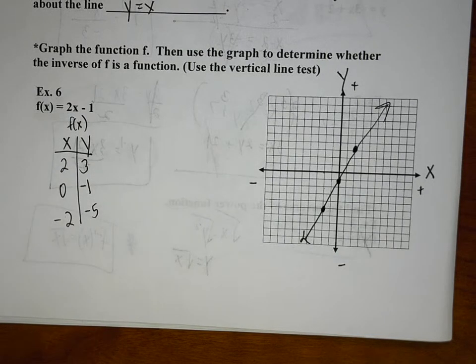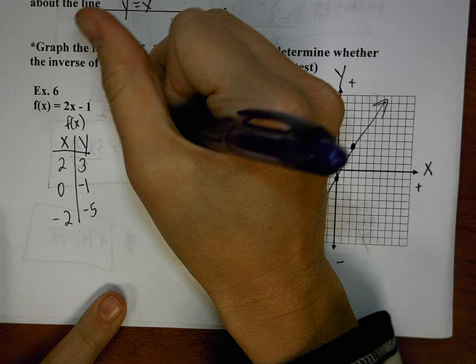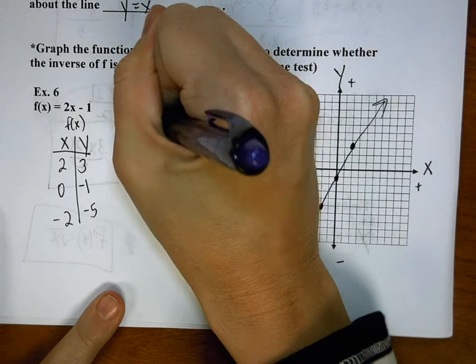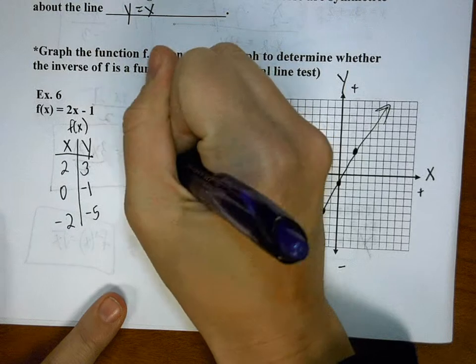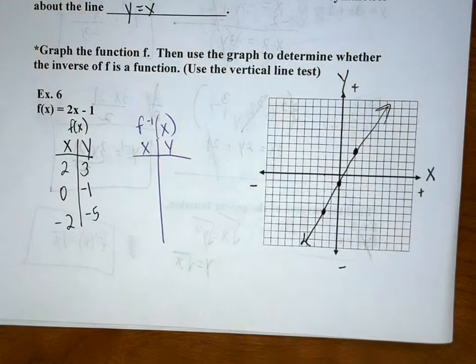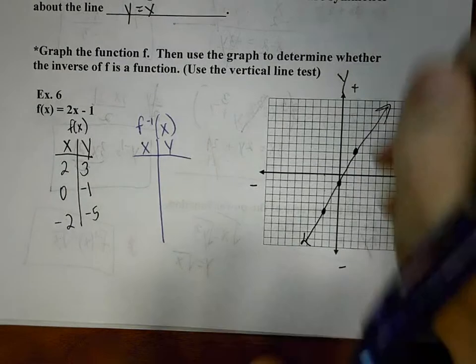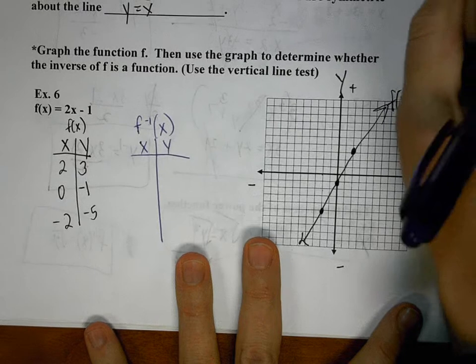Okay. Now for your inverse. I'm going to do this in a different color so it's easy for me to see on my graph. You can do whatever you want though. And I write it as f to the negative 1 of x. You might also want to mark this line as this is your f of x line.